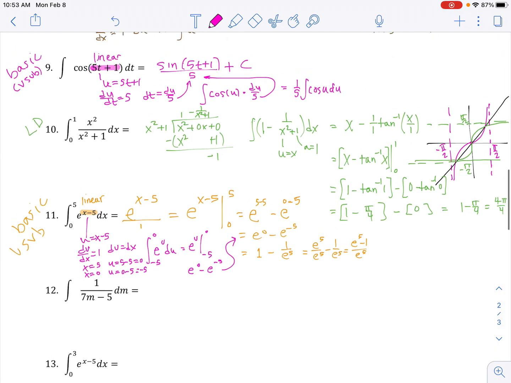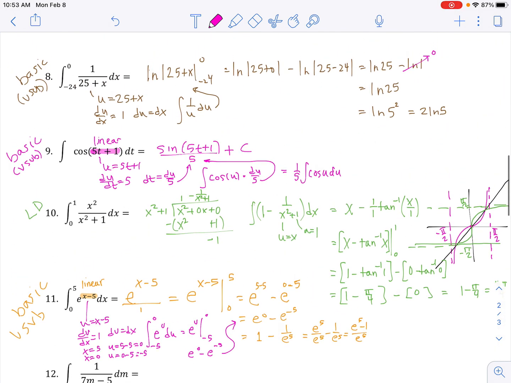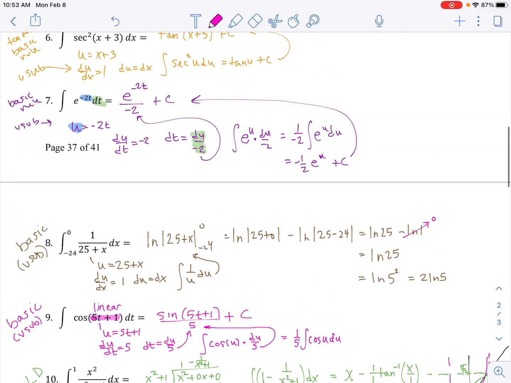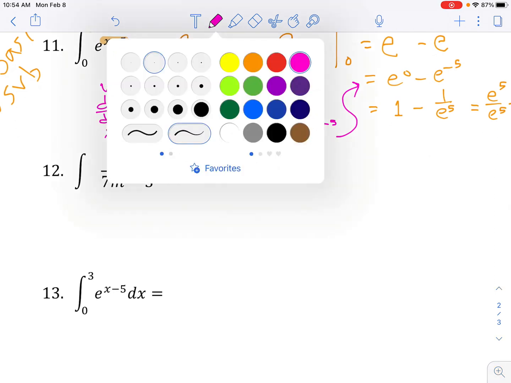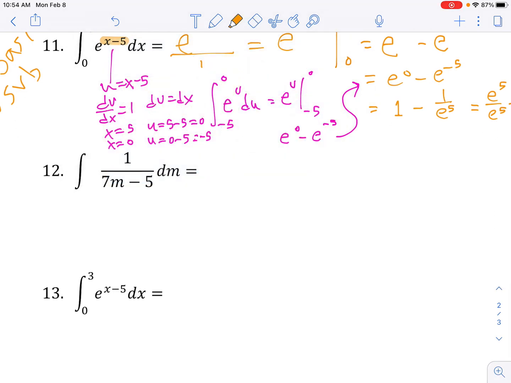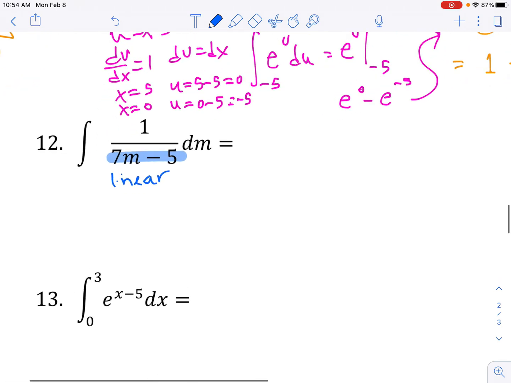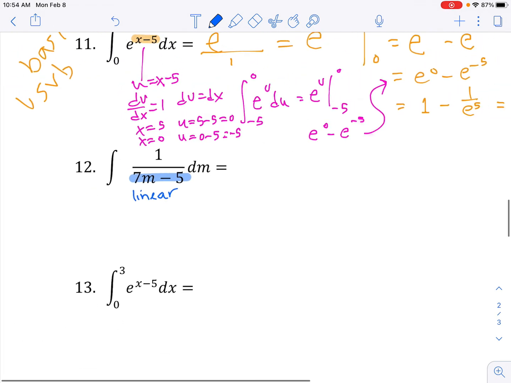Okay, so number 12 is really similar to number 8. So it's a natural log. We still have a linear expression here, right? So this is a linear inner function there, and I still consider this really a basic rule, but we can also use our u sub if we're not comfortable doing the basic rule. So I'll go through this both ways.